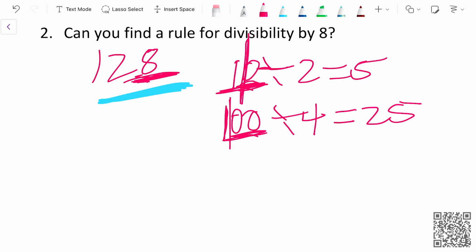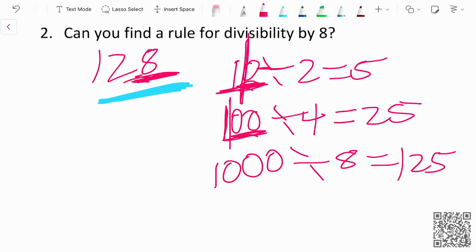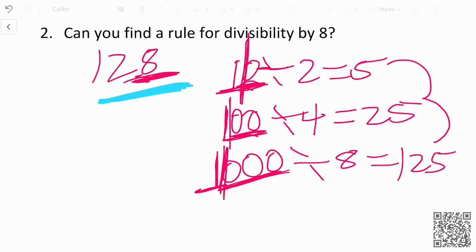Hey, wait, we found a pattern. So it's the same kind of idea with 8. If we divide 1,000 by 8, it's 125. So you cut off anything beyond the hundreds place, because any number of thousands is divisible by 8, because 1,000 is divisible by 8. So you're just looking at the last three digits, the hundreds place and below. Another cool pattern I've noticed is that it's just multiplying by 5 every single time. Just something to pick out.